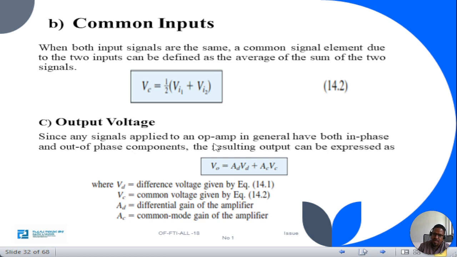So for both common inputs and differential inputs, how to get the output voltage? Since any signal applied to an op-amp in general has both in-phase and out-of-phase components, the resulting output can be expressed as V out equals gain of differential multiplied by voltage differential plus gain of the common multiplied by voltage of the common. VD is the difference voltage by equation 14.1, common voltage by equation 14.2, AD is the differential gain of the amplifier, and AC is the common mode gain of the amplifier.